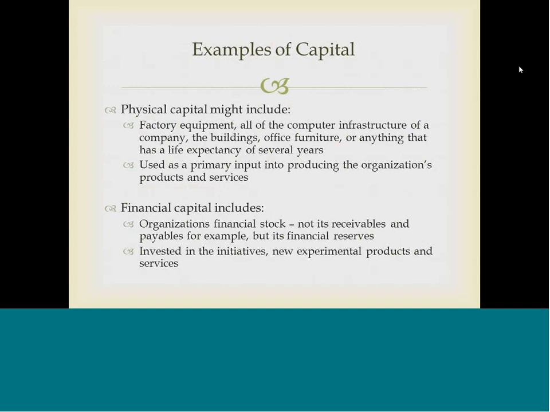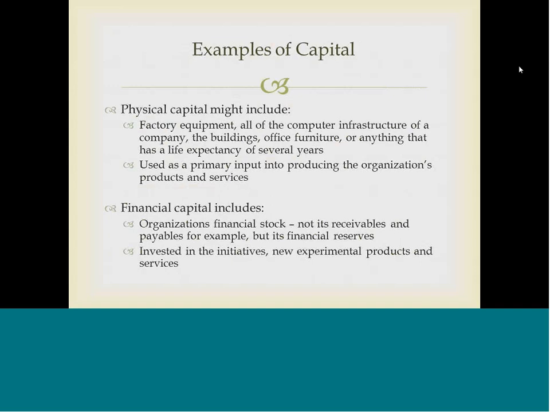So physical capital, which is primarily what we've been talking about up till this point, would include things like factory equipment, all the computer infrastructure of a company, the buildings, office furniture, anything that has a life expectancy of several years. It's used as a primary input into producing the organization's products and services.